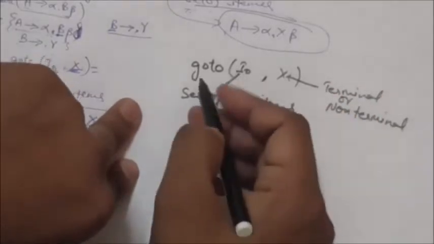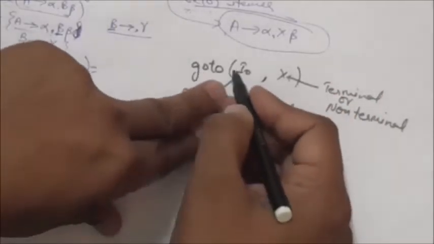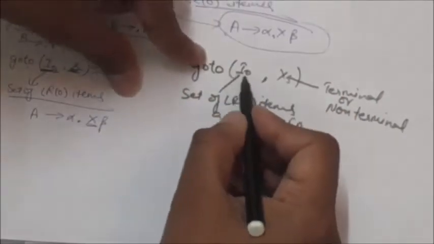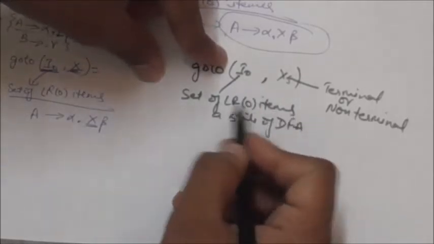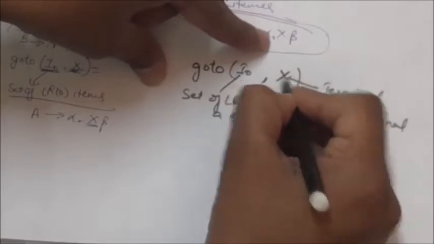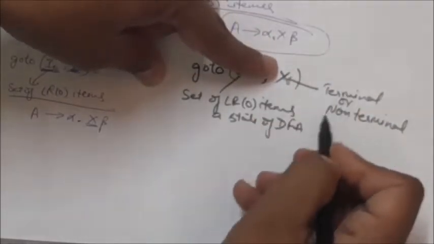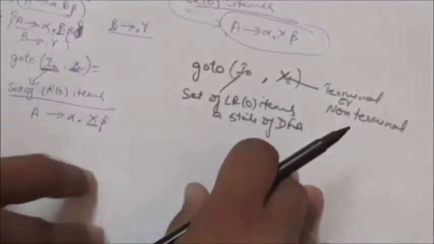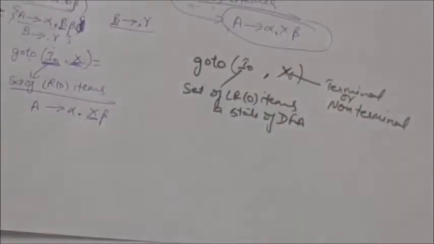Here we need to find how we can evaluate Goto I0 X. So what is this I0? I0 is a set of LR0 items and it represents a state of DFA. And what is this X? X is either a terminal symbol or a non-terminal symbol. So how do we evaluate this? What will be the output of this Goto I0 X?